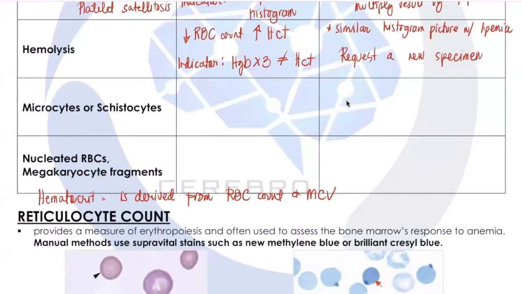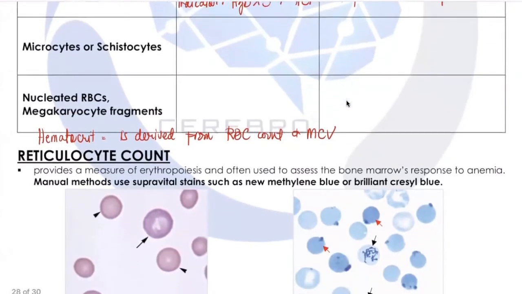Next, presence of microcytes or schistocytes. So these microcytes and schistocytes will not be counted as red blood cells anymore. Pag maliit sila, they might not be counted as red blood cells. They might be counted as platelets already. So magiging mababa yung RBC count, pero tataas yung platelet count. That is because these microcytes and schistocytes were now counted as platelets.